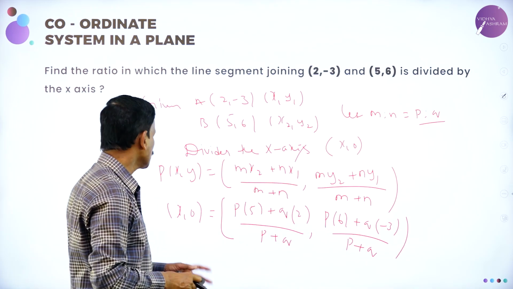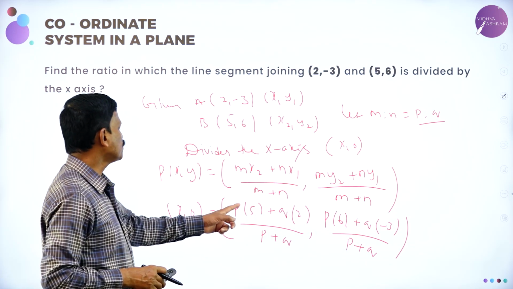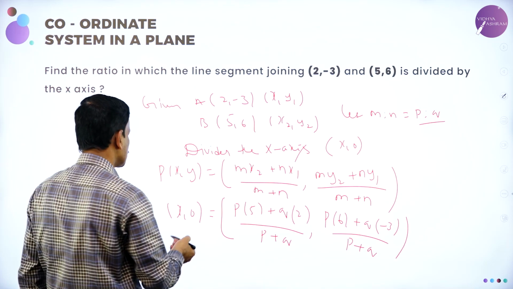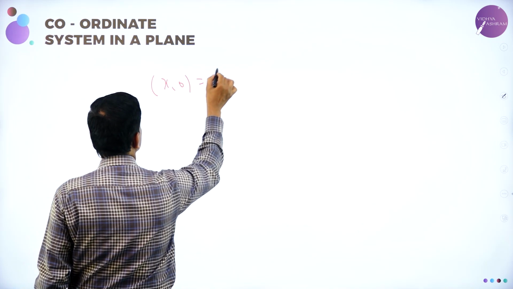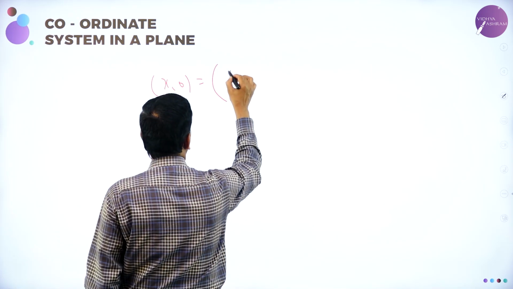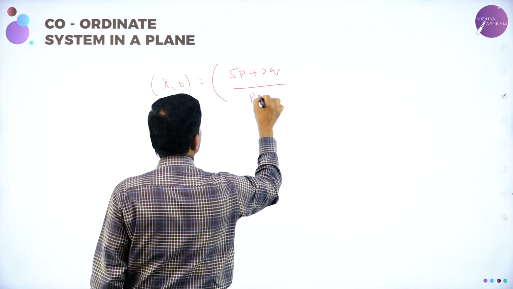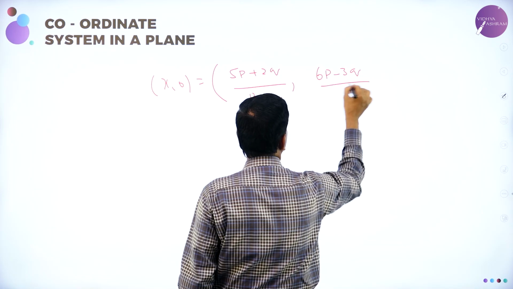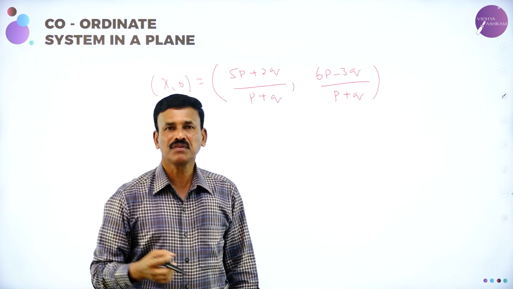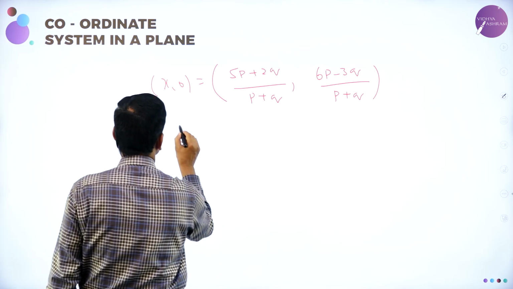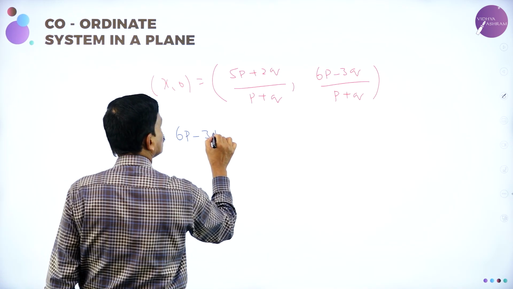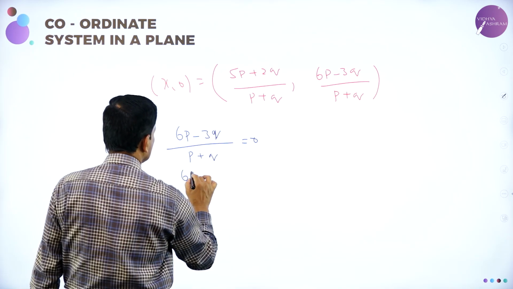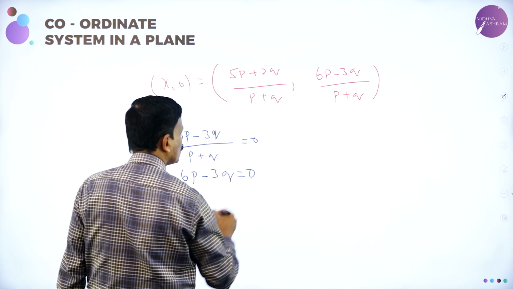See, (x, 0) is given. (p into 5 + q into 2)/(p + q) and (p into 6 + q into -3)/(p + q). Simplify this: (x, 0) equals (5p + 2q)/(p + q), (6p - 3q)/(p + q). Now equate the second coordinate: 0 is equal to (6p - 3q)/(p + q). Cross multiplied, 6p - 3q is equal to 0 into the number, which is 0.